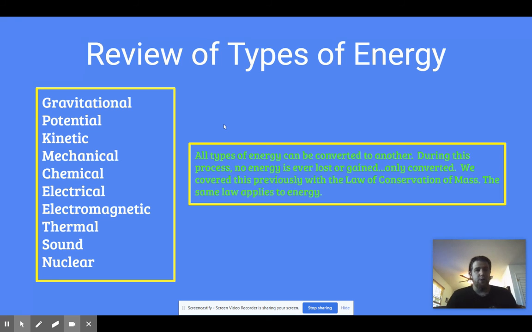There's also thermal. So if I stood here and started to do a bunch of jumping jacks, or if I went on a run and started to heat up, that kinetic energy.